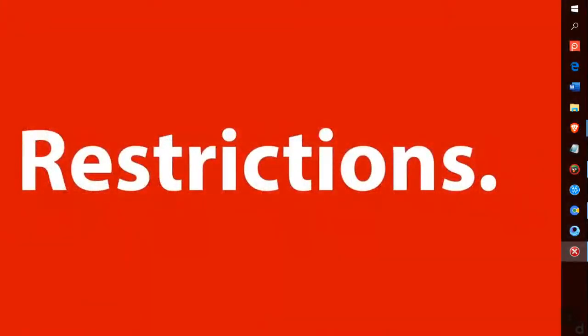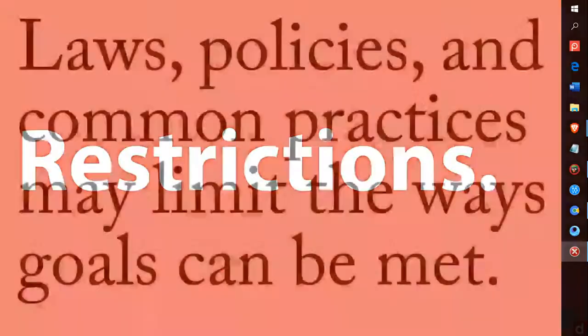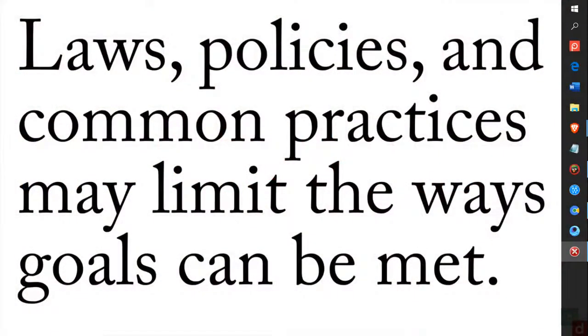Also, restrictions. So, for instance, there may be laws, policies, and common practices, both organizationally and culturally, that may limit the ways that goals can be met. Now, most of these make a lot of sense. So the idea is you can't just do anything you want. You need to have these constraints. And when you make your recommendations, maybe you'll work creatively in them as long as you're still behaving legally and ethically. But you do need to be aware of these constraints.